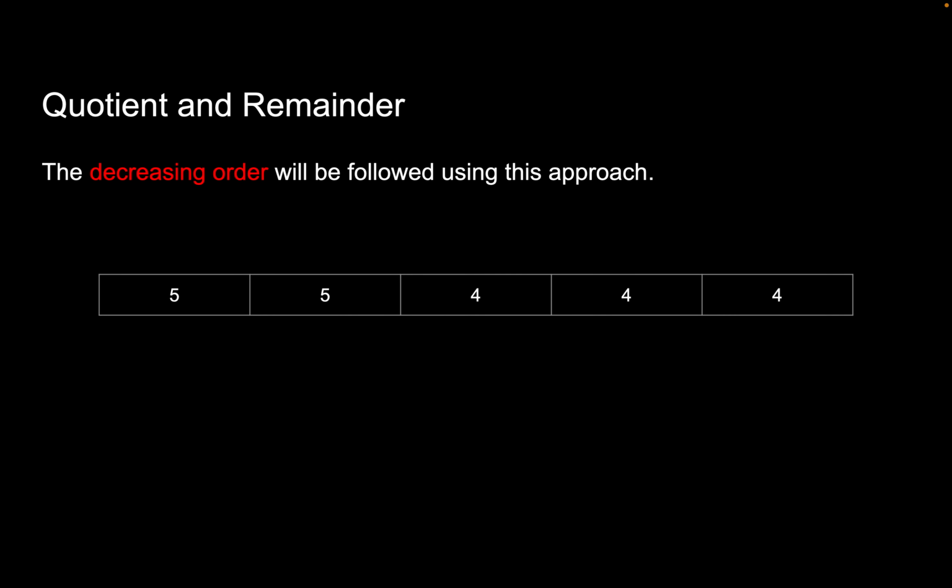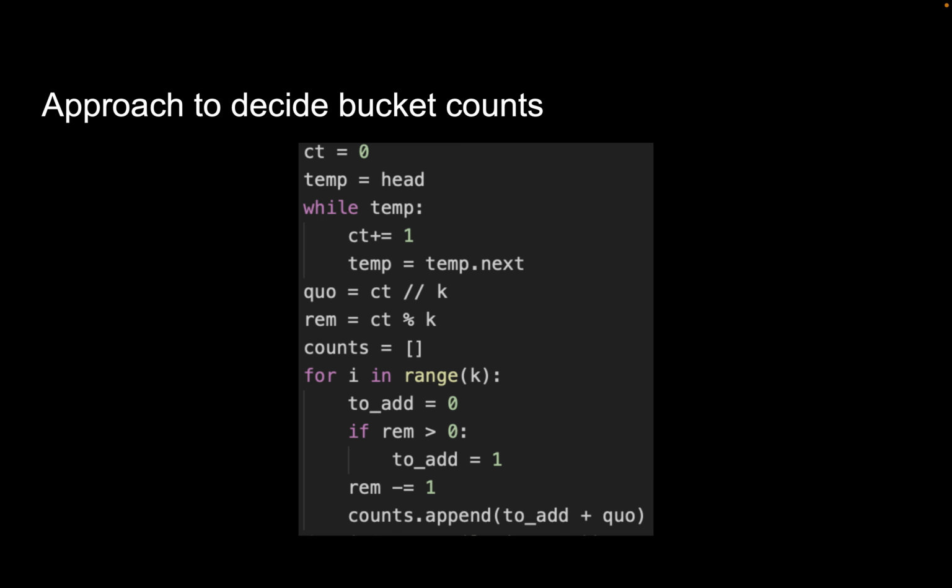In this case, you can see that we had 2 as a remainder to begin with. So we add from left to right. 4 becomes 5, 4 becomes 5 again, and then we have no more remainder to add. So we leave the rest of the sublist lengths as they are. Essentially, we will have two sublists of size 5 and then three sublists of size 4.